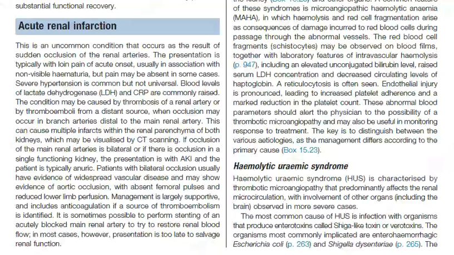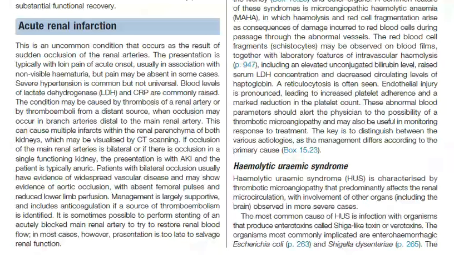The condition may be caused by thrombosis of the renal artery or by thromboemboli from a distant source, when occlusion may occur in branch arteries distal to the main renal artery. This can cause multiple infarcts within the renal parenchyma of both kidneys, which may be visualized by CT scanning. If occlusion of the main renal arteries is bilateral, or if there is occlusion in a single functioning kidney, the presentation is with AKI and the patient is typically anemic.